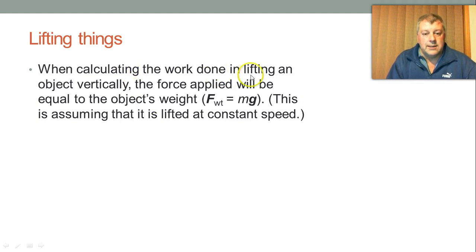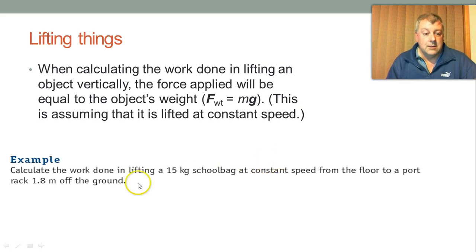When calculating the work done in lifting an object vertically, the force applied will be equal to the object's weight. Now, we always will be assuming that we're lifting it at constant speed. So we're moving it up at constant speed, that's the work that we're doing, so the applied force must equal the weight force. Now this is different from if we're just holding something, where the applied force is equal to the weight force, but there's no distance, so we're not having any work done because it's not moving a distance.